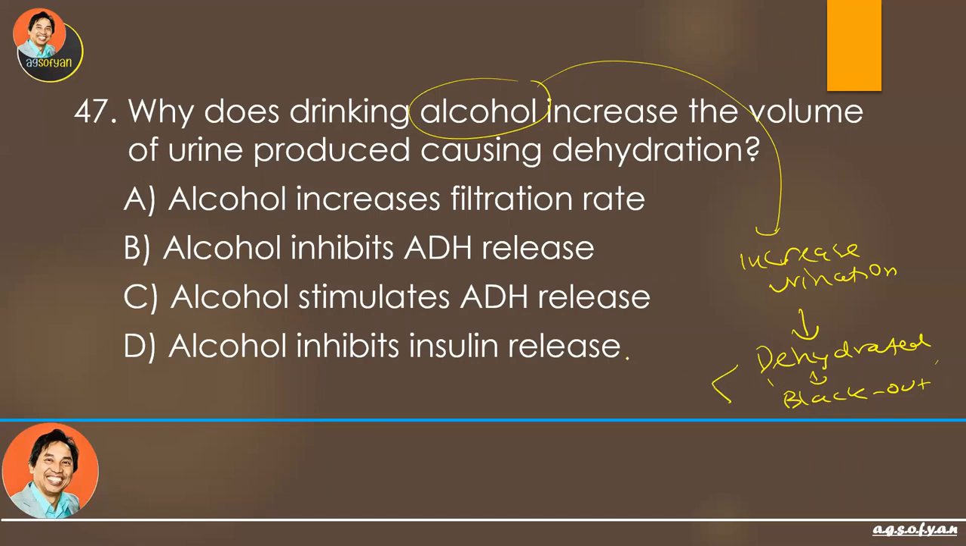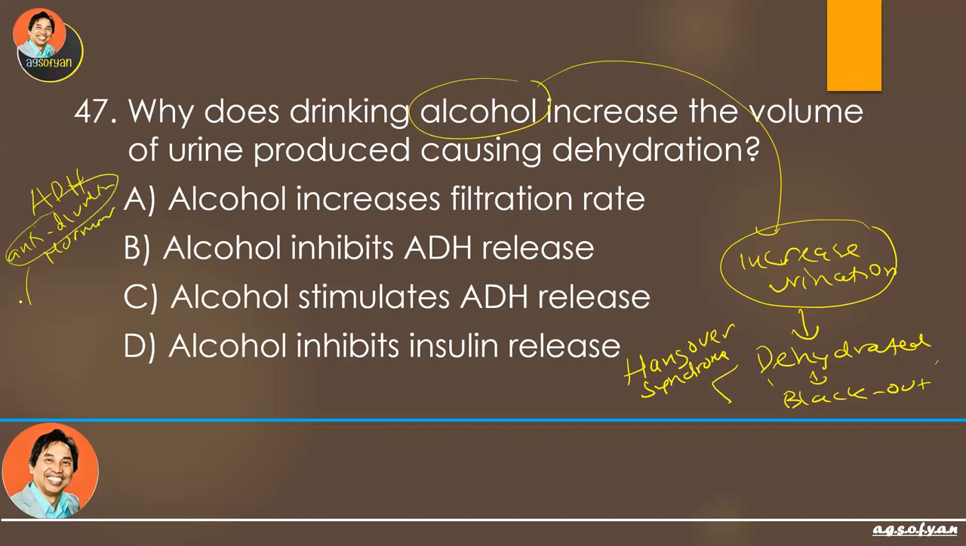This is sometimes called hangover syndrome, because of the alcohol. So what is the reason why alcohol increases our urination? Remember, the hormone is called ADH. ADH means anti-diuretic hormone. Remember, anti-diuretic means causing your urine to be less, less urination. So if you produce ADH, you will urinate normally, which is less, around 1.2 to 2 liters per day.